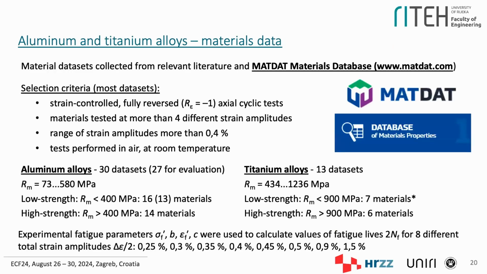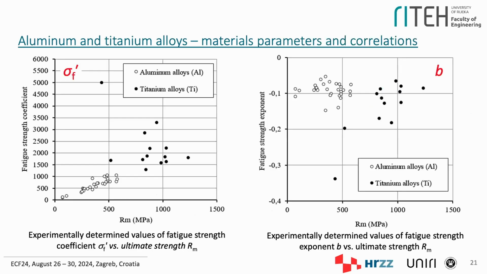What we have done, we have collected data as we have done previously. So we have 30 data sets of aluminum alloys and 13 data sets for titanium alloys, and they are separated into low strength and high strength groups according to these criteria. And we have then proceeded with the analysis.